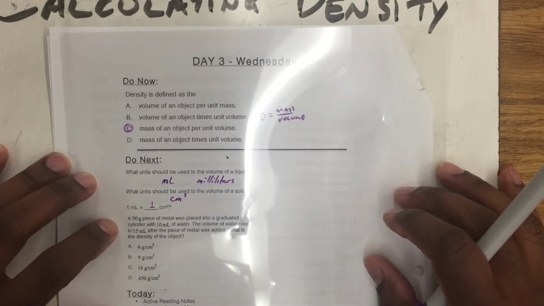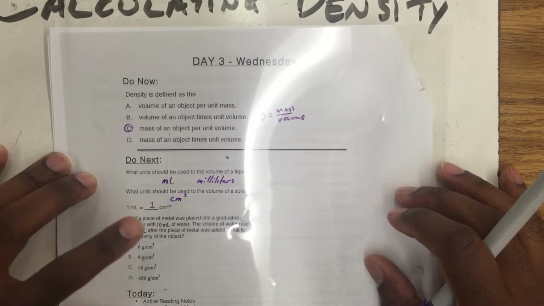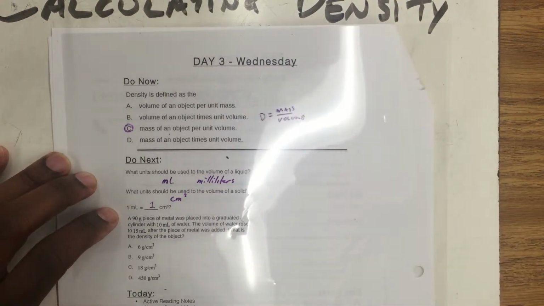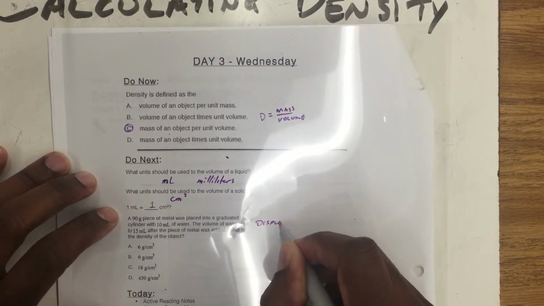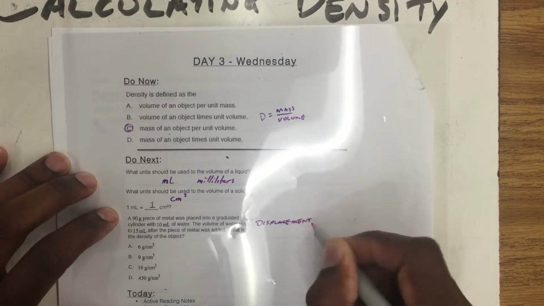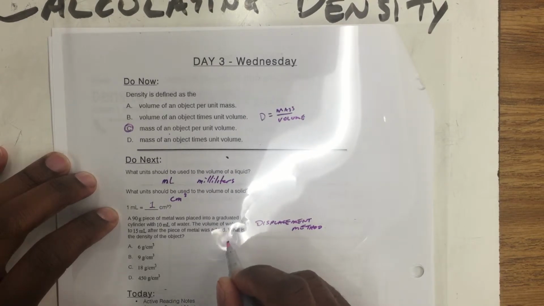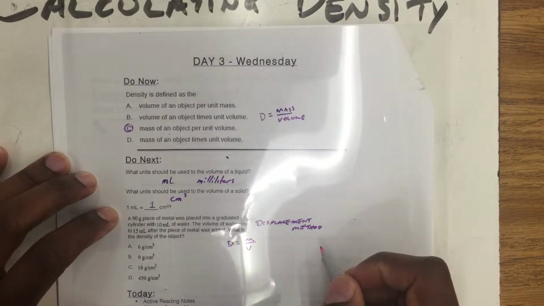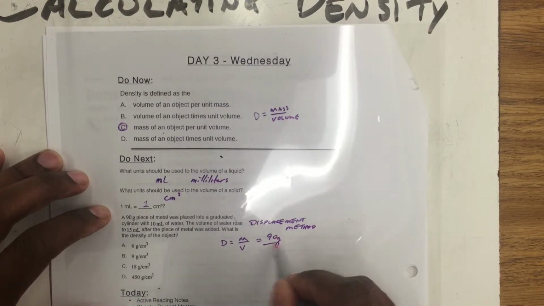And then there's this question here. It says we have a 90-gram piece of metal that was placed into a graduated cylinder with 10 milliliters of water in it. The volume of water rose to 15 milliliters after the piece of metal was added. What is the density of the object? So right here, they're using the displacement method, which we're going to talk about again in a minute, to figure out what the density of this piece of metal is. Now, we already know that density is equal to the mass of the object divided by the volume. It tells us in the question that the mass of the object is 90 grams, but it doesn't give us the volume.